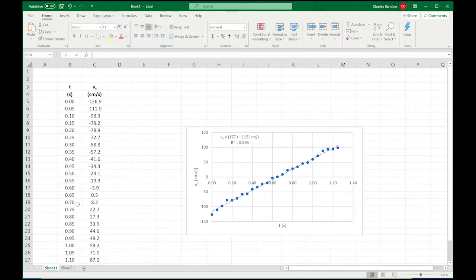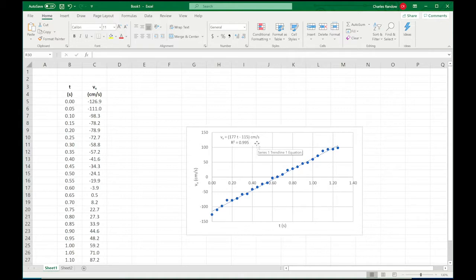So let's say we've plotted time and velocity, and we have this from, let's say, an experiment of some sort. So I've plotted this here, and I've used a linear fit because I have reason to believe that that is a proper fit for this data. And how that works then is with the linear fit, we say that the velocity happens to equal 177 times t minus 115, and that is in centimeters per second.